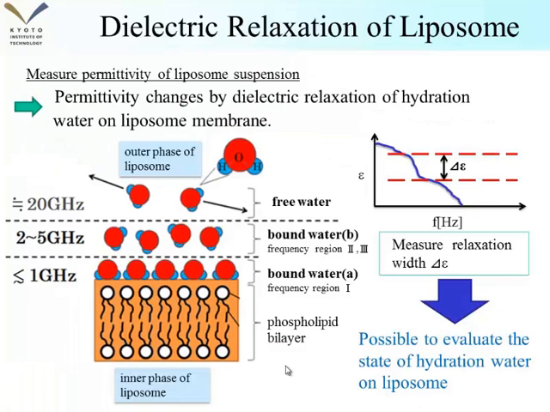Next, the electric relaxation of liposome. Permittivity changes by the electric relaxation of hydration water on liposome membrane when measuring the liposome suspension. This is an illustration of hydration water molecules on liposome membrane. The hydration water is classified as bound water and free water, depending on closeness to the liposome membrane. As a DDA result, permittivity decreases with increasing frequency, like this figure. At the dielectric relaxation, permittivity decreases, and we define this dielectric relaxation width as delta epsilon, and it is possible to consider the state of hydration water on liposome by evaluating this delta epsilon.